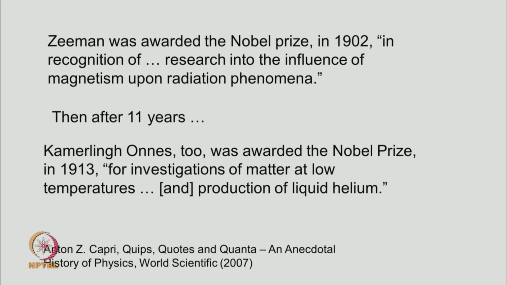Kamerlingh Onnes was of course a brilliant scientist in his own right, but he had to wait 11 years before he too could get a Nobel Prize for his investigation of matter at low temperatures and production of liquid helium. This Zeeman effect, that a magnetic field could cause splitting, was something very difficult to explain or understand the origin of.